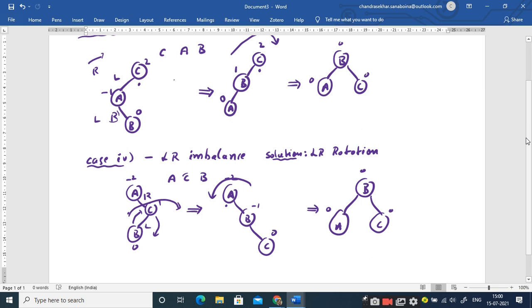Yes, sir. So at this point, that means at the root node, you are applying the opposite of right, which is left, and at the highest level, you are applying the opposite of left, which is right. So this is LR imbalance, and the solution is also LR rotation. Is it clear?